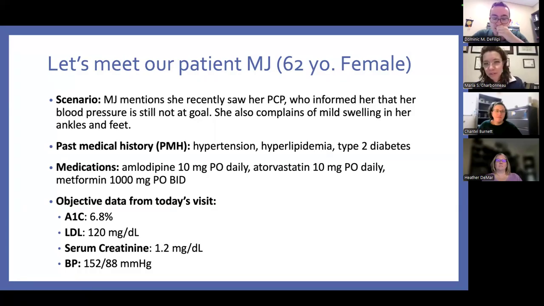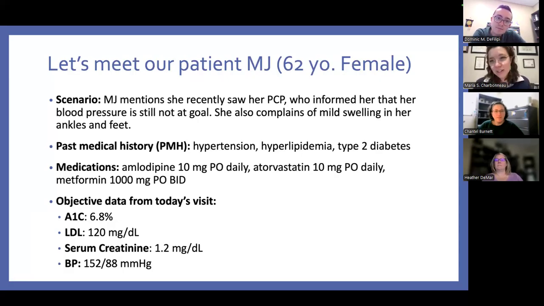We have MJ, who's 62. She mentions that she recently saw her PCP, who told her that her blood pressure is still not at goal. She complains of mild swelling in her ankles and feet. And in terms of her past medical history, we have hypertension, hyperlipidemia, type 2 diabetes. And then you can see the medications here. We have amlodipine 10, atorvastatin 10, metformin 1000. And then the objective data from today's visit: an A1C of 6.8, LDL of 120, serum creatinine of 1.2, and a blood pressure of 152/88.